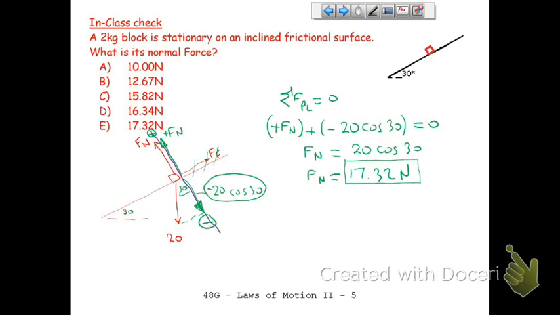By being clever about where I put the axis, it just makes life so much simpler. And it's not that hard. If I was to do horizontal and vertical, I'd have a bunch of components. I'd have to work out a bunch of angles. I'd still have to do geometry because I'm not giving you the angles. You still have to do some geometry.